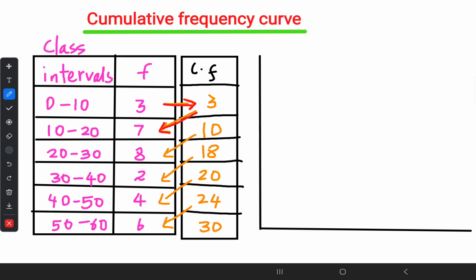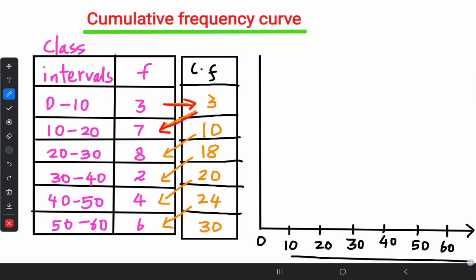First, the minimum class interval is 0, no? 0, thereafter 10, 20, 30, then 40, 50, 60. Up until 60 it is totally enough. So in the horizontal axis we are showing the upper limit of class intervals. The upper limits of all class intervals should be shown on the horizontal axis, not the class intervals.